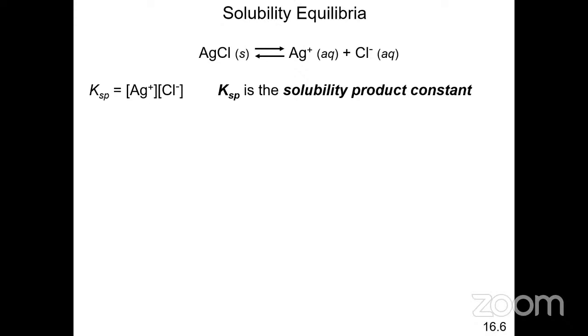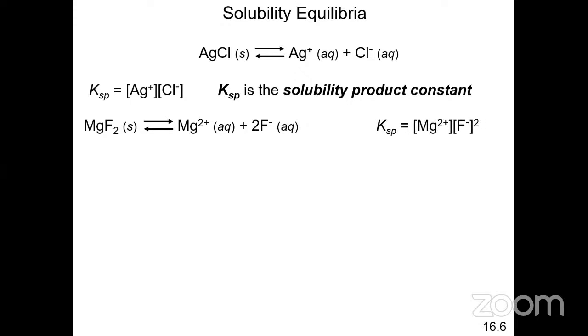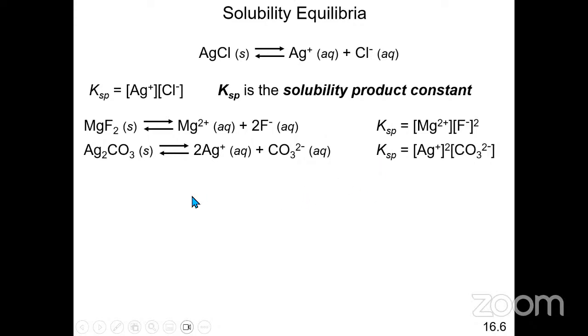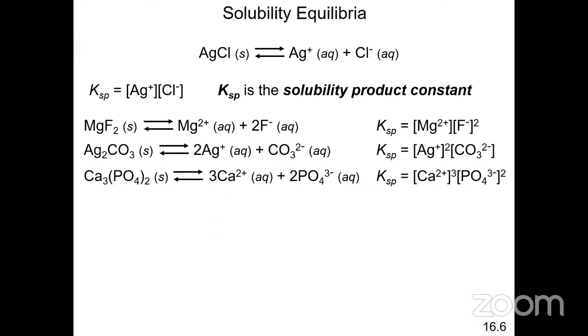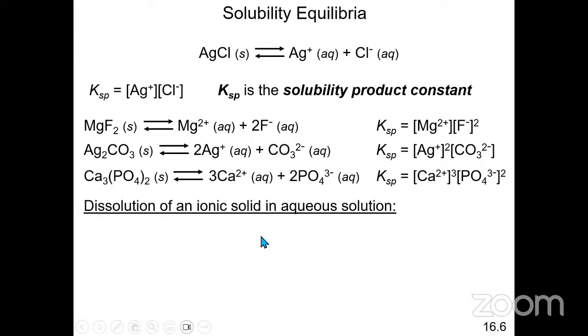So KSP is the solubility product constant, and this only applies to those ionic compounds that are sparingly soluble. Another example would be magnesium fluoride. When it dissociates, it forms those ions, and therefore this would be the KSP expression for magnesium fluoride. If you look at silver carbonate, we can write down a KSP for that system, as you can see here. If you look at calcium phosphate, then the KSP expression is seen here. In each of these cases, KSP is equal to the concentration of the ions in the solution raised to the power of their coefficients in the balanced equation for the dissociation.